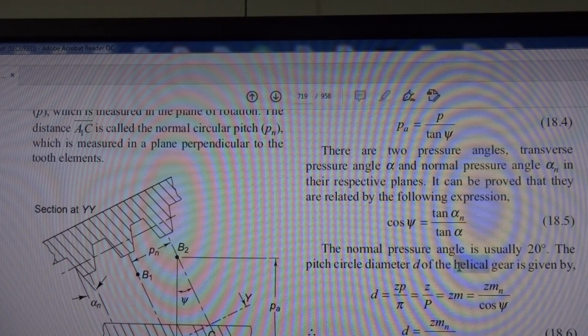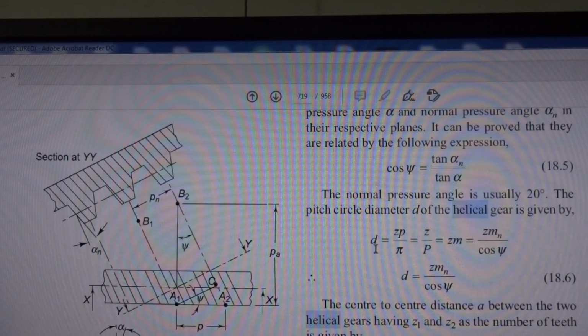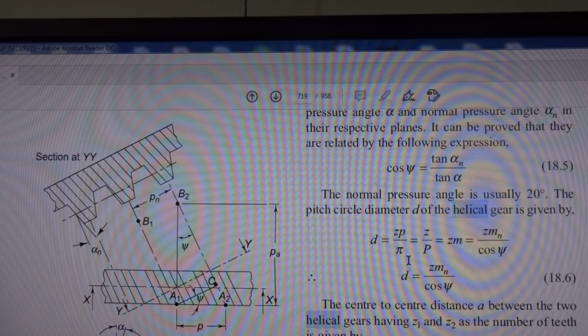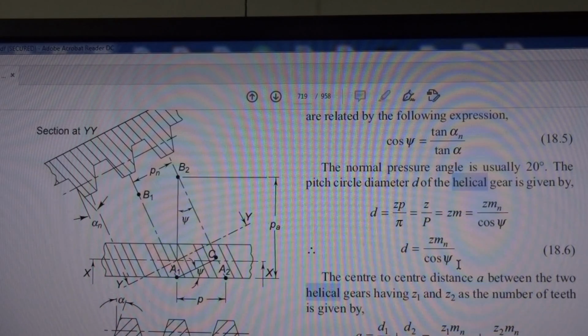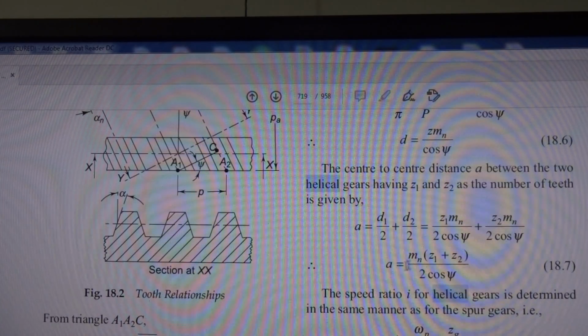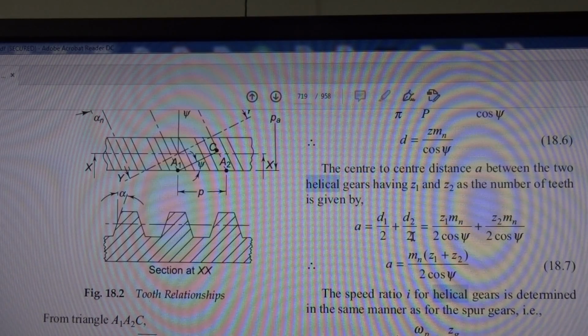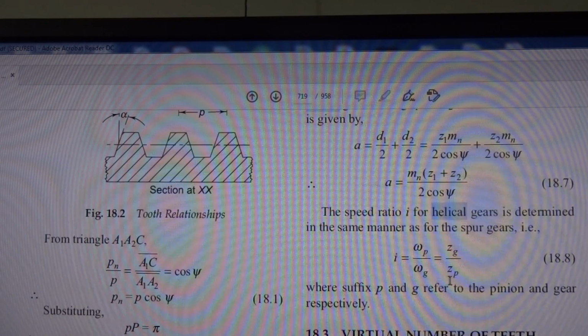The pitch circle diameter D of the helical gear is given by D is equal to ZP by pi. You know this relation. So Z upon capital P, the diametrical pitch, is expressed as Z into m, the module, and m is equal to mn by cos psi. So D is equal to Z mn by cos psi. So you can find the center distance between two gears: A is equal to d1 by 2 plus d2 by 2, which is equal to Z1 mn by 2 cos psi plus Z2 mn by 2 cos psi. So A is equal to mn times Z1 plus Z2 upon 2 cos psi.